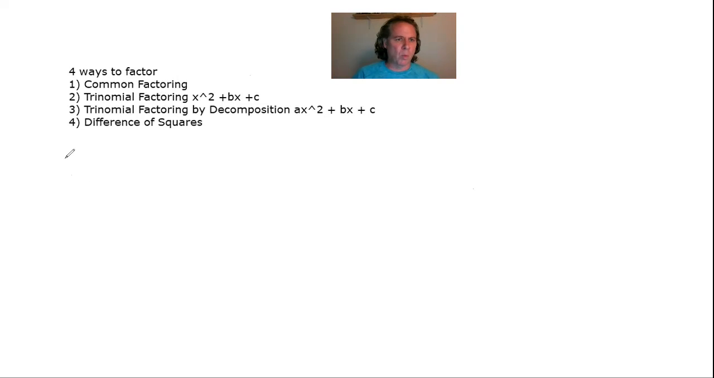So example number one, common factoring. In an expression that we want to common factor, what we're looking for is the largest common factor that goes into each term. And what that means is the biggest number that divides evenly into all the coefficients, and the minimum number of each variable present. So if we've got x's, how many x's minimum does each term have? If we've also got y's, how many y's minimum does each term have, etc.